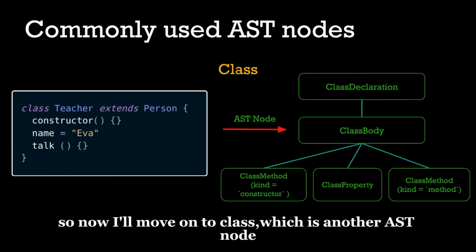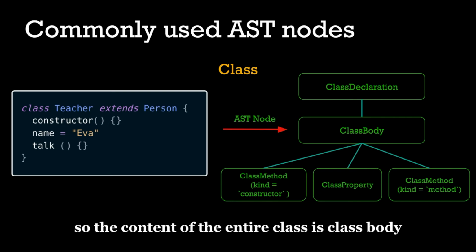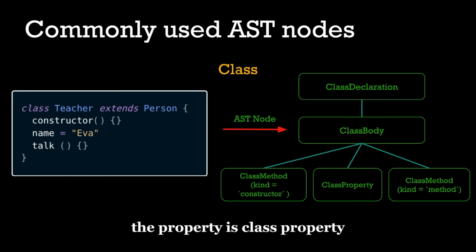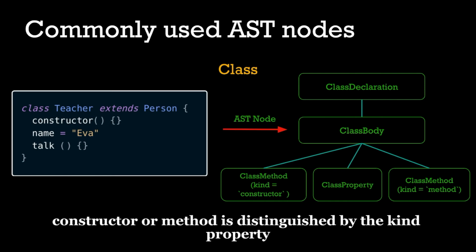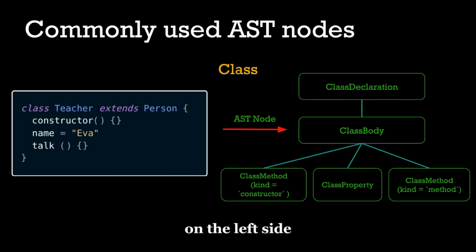Okay, so now I'll move on to class, another AST node. Its corresponding AST node looks like this on the right. The content of the entire class is class body. The property is class property, and the method is class method. Constructor or method is distinguished by the kind property. And you can see an example that I put on the left side.